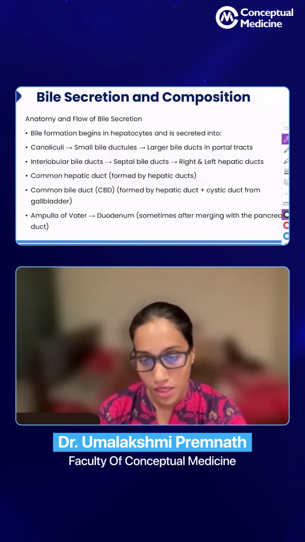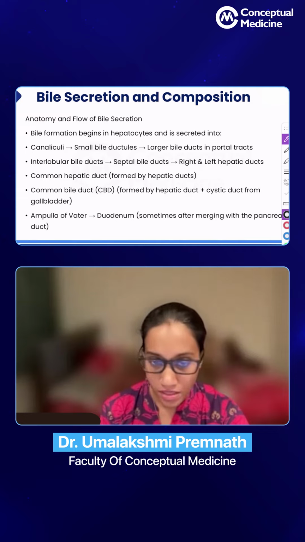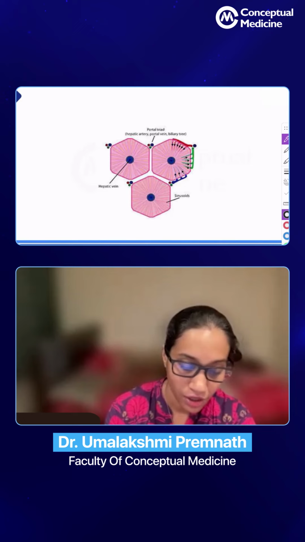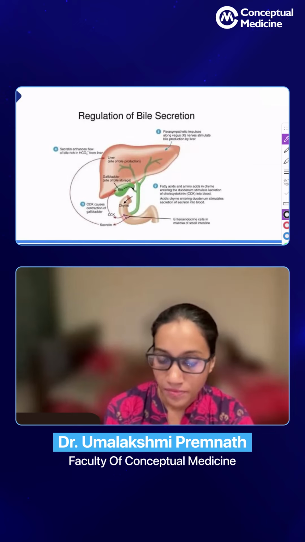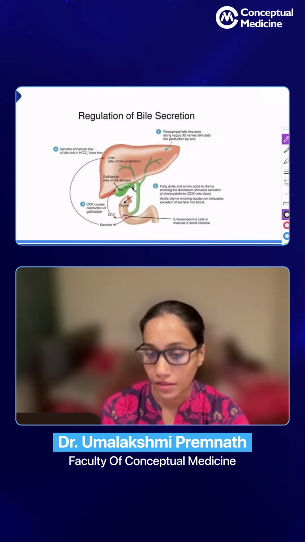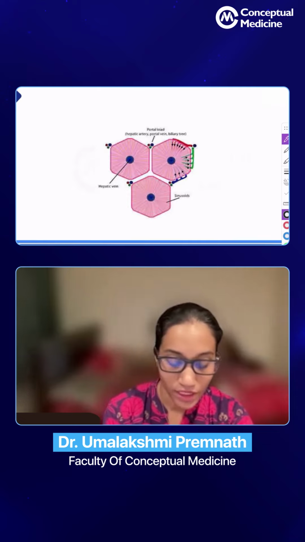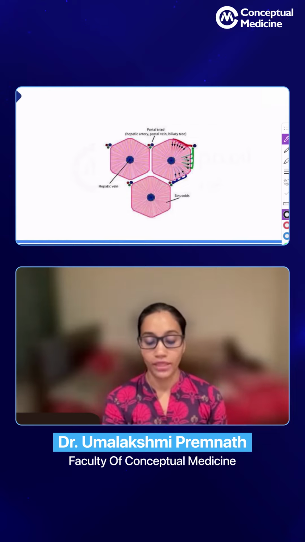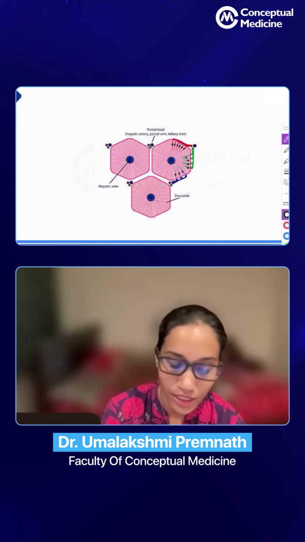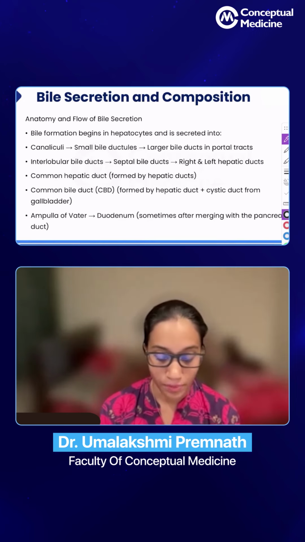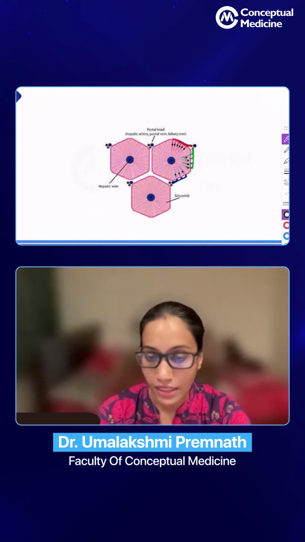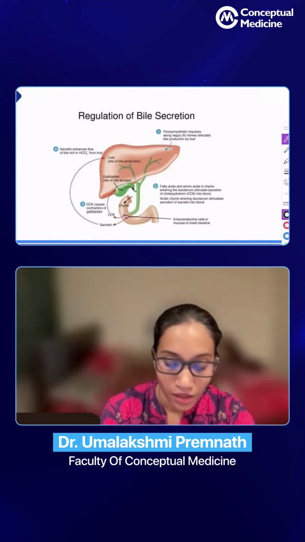Then they form the septal ducts, then the right and left hepatic ducts, then the common hepatic duct, which is joined by the cystic duct to form the common bile duct. Just before opening into the second part of the duodenum, it is joined by the pancreatic duct. So the interlobular bile ducts run along with the portal triad between the lobules. Only after that do they form the right and left hepatic ducts. Finally, it's at the ampulla at the duodenum that they open up.